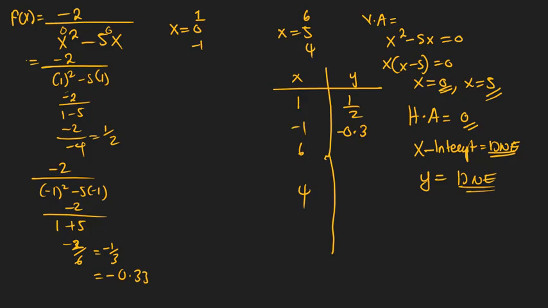If I put in 6, I'm going to get 36 here. And then 5 multiplied by 6, 30. So negative 2, there I'm going to get a 6. And then I'm going to get a negative 1 over 3, negative 0.3.